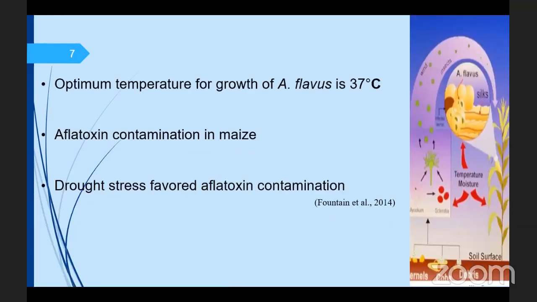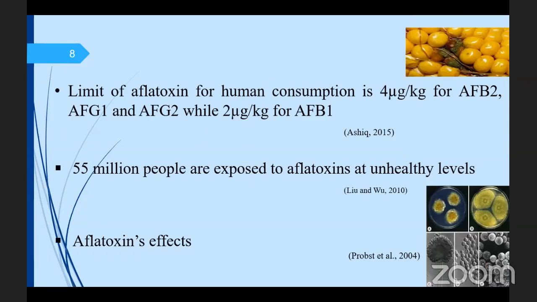The optimum temperature for the growth of Aspergillus flavus is 37 degrees Celsius, and they cause aflatoxin contamination under high temperature and high humidity. The limit of aflatoxin for human consumption is 4 micrograms per kilogram for aflatoxin B2, G1 and G2, while it is 2 micrograms per kilogram for aflatoxin B1. That means aflatoxin B1 is more dangerous compared to other types of aflatoxins.